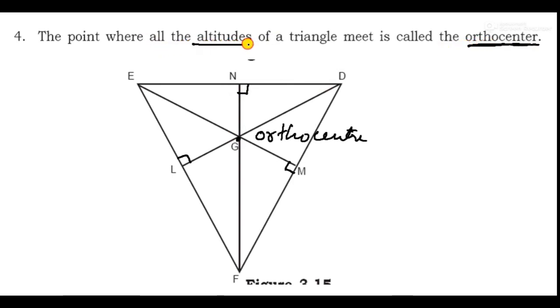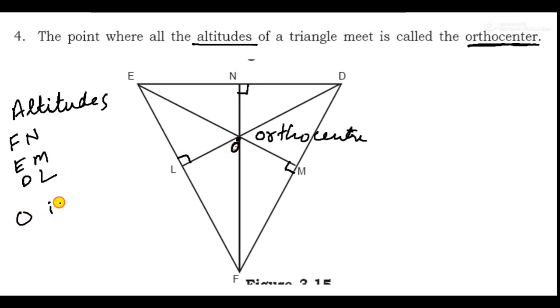And do you know the altitudes? I want to name them. The first altitude is Fn, the second is Em and the third one is Dl. And the orthocenter, here it is G, but it is represented by O, don't write G. So O is the orthocenter.